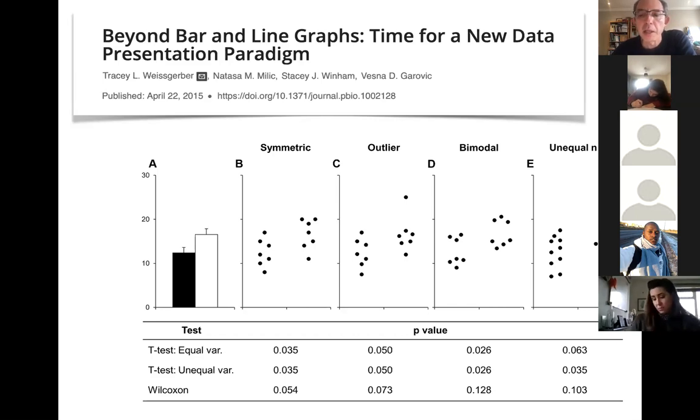So learn this. Take the time to figure out the best way to display your data. Talk to your colleagues. There are some trainings that are available that are worth taking time to do.